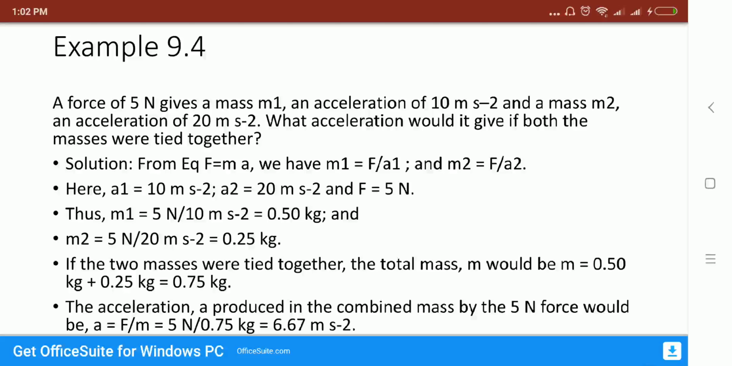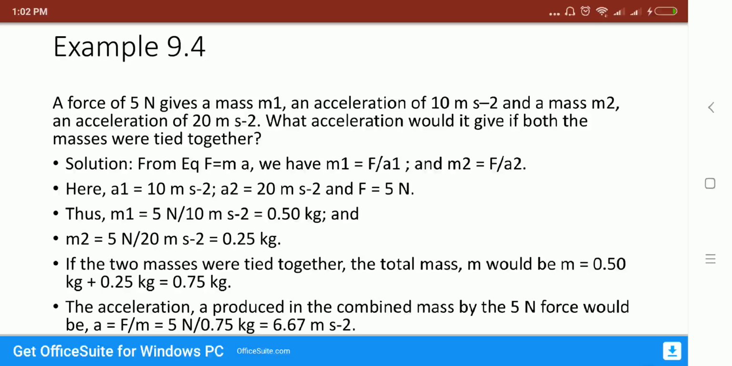So from F equal to ma, make m the subject of the formula, so it would be F by a. So m1 equals F by a1, force is common, so it is F as it is, and m2 equals F by a2. Now a1 is 10 meter per second square and F is 5 Newton. So m1 is 0.5 kilogram. F is 5 Newton and a2 is 20 meter per second square. So m2 is 0.25 kilogram. Individual masses we have calculated.